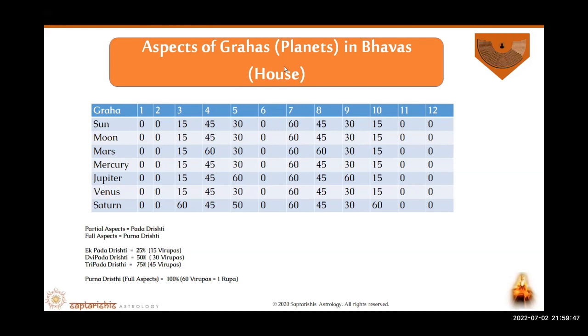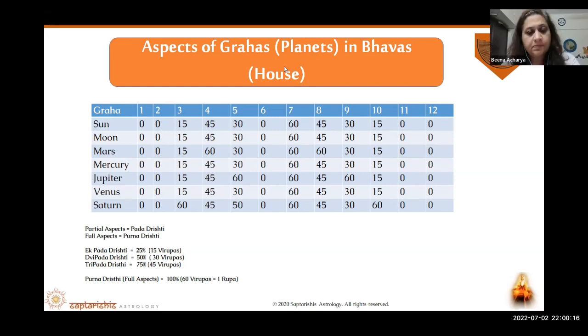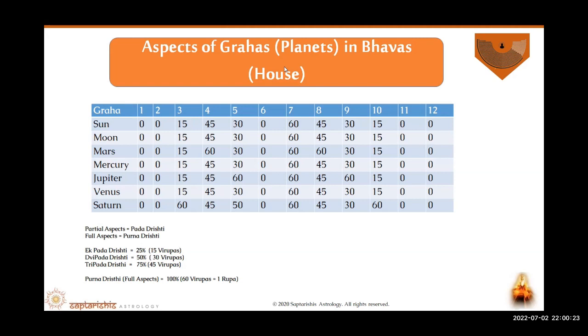Now, the second purpose of showing this table is that these virupas are calculated on the basis of degrees only. If you know the degree, let's take the example of the Sun. If the Sun is placed at 10 degrees Aries, then for the seventh aspect we should take 180 degrees. So the influence of the Sun is degree-wise, not based on the complete house system.